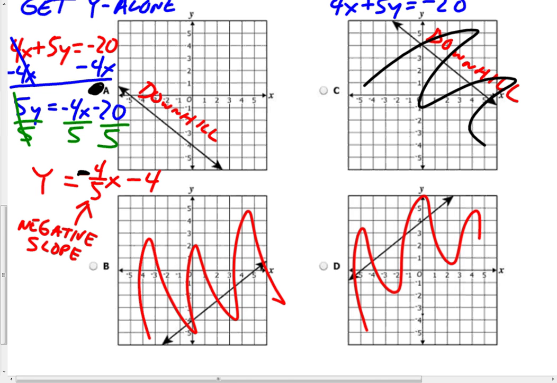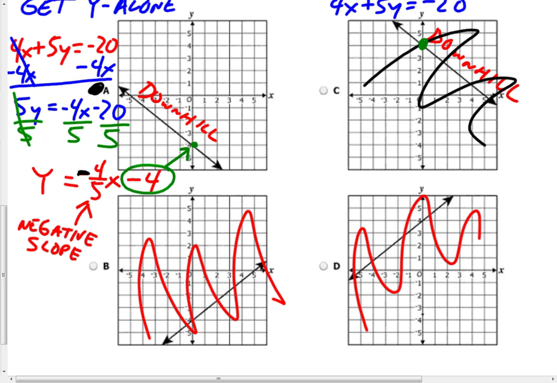You looked at negative 4/5 to figure out it was going downhill. What does this number tell you? That's where it starts. This way down. It's telling you where it's crossing the y-axis. Where's this one crossing? At +4. This one's crossing at -4.